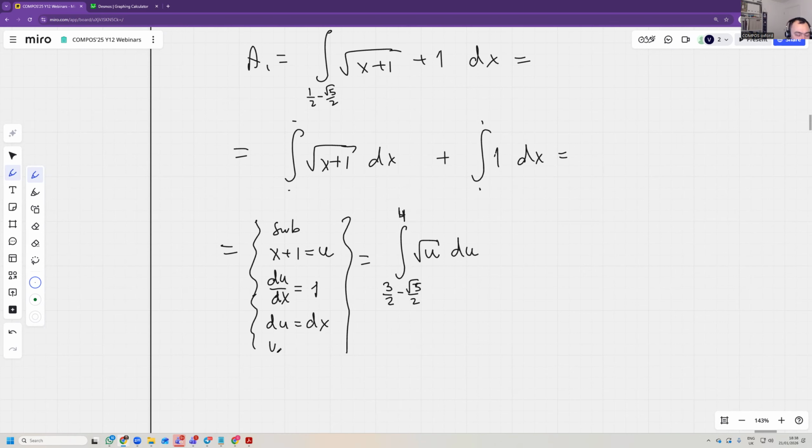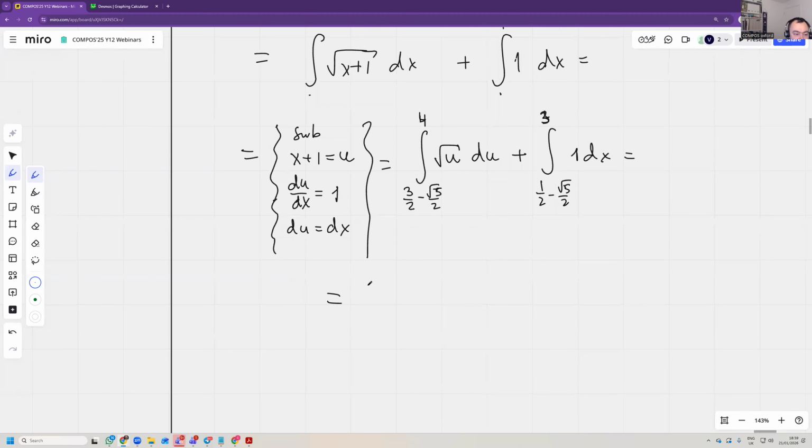Limits have changed. So u1 is x1 plus the limit, the lower limit. The lower limit is plus 1, right? And then u plus, and this one is just 1/2 minus root 5 over 2 to 3 of 1 dx. And then you just integrate.